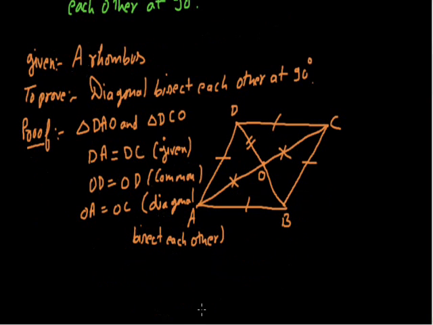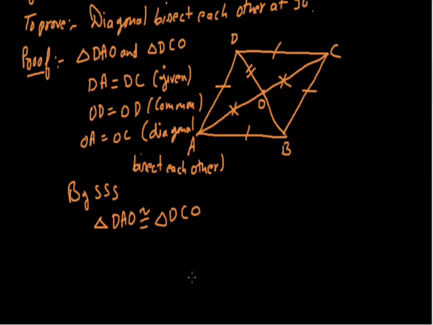So by the SSS criterion, because all three sides of this triangle are correspondingly equal to all the sides of triangle DOC, these two triangles are congruent. So triangle DAO is congruent to triangle DCO. By this we can say that angle O of triangle DAO, let's say this is angle 1, equals angle O of triangle DCO, that is angle 2. So angle 1 equals angle 2, by CPCT, corresponding parts of congruent triangles are equal.